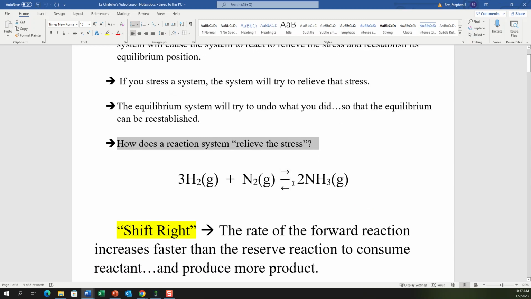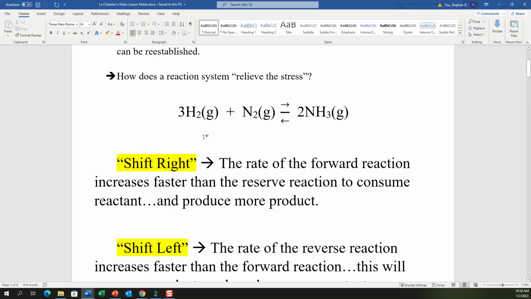Well, if you have this reaction, sorry about this symbol here, it's supposed to be just a double arrow. So you've got the forward reaction and you've got the reverse reaction, right? So you've reached an equilibrium, which means the rate at which these are becoming that equals the rate at which these are becoming that. So the rate of the forward reaction is equal to the rate of the reverse reaction. That means you're at equilibrium. And then you change something. Well, the only way the reaction can relieve the stress is by either shifting to the right or shifting to the left. So what does that mean?